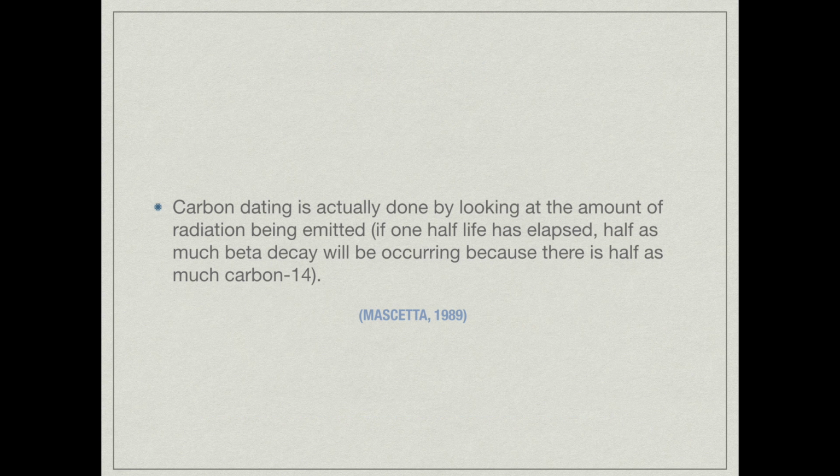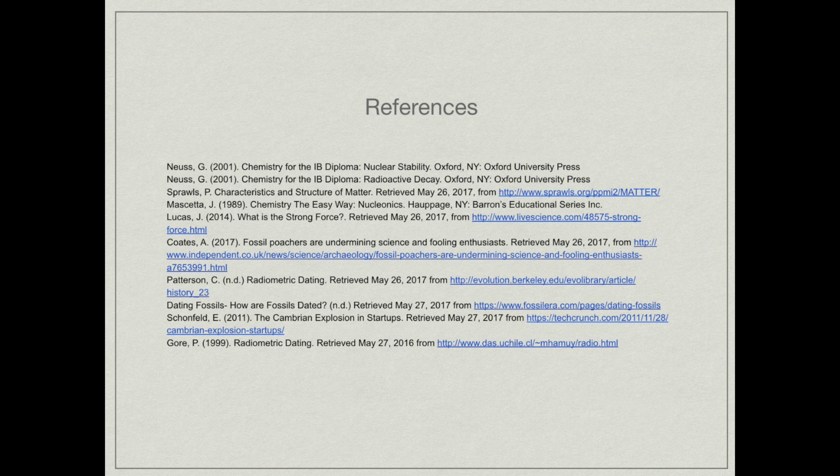But carbon dating isn't done by actually looking at the atoms, it's done by monitoring the amount of radiation. It's the same idea. If one half-life has elapsed, half as much beta decay will be occurring than the amount in an organism who just died, because half of the carbon-14 has already decayed. Carbon dating is just one example of how taking advantage of one scientific concept could help another scientific concept. It has had a tremendous impact on the way that evolution is viewed and studied in the scientific community.